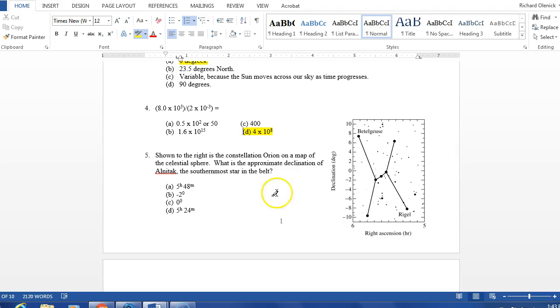With the constellation there, we want to know the declination, which is on the vertical axis of Alnitak, which is the southernmost star here. And we see that it is about minus 2 degrees.